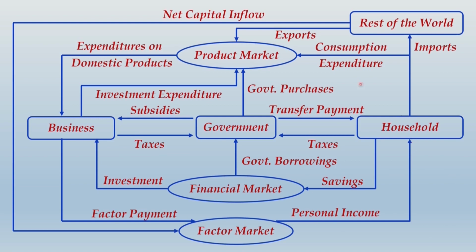Now look at one thing, the product market will have exports which will go to the rest of the world, and then you could see one more flow over here, that is the net capital flow. So the involvement of the rest of the world could also be for borrowing money or having capital assistance from countries outside India, and that will be routed through the factor market.